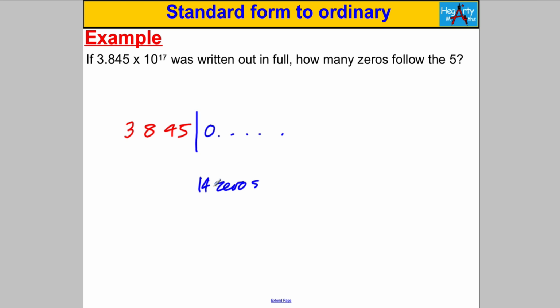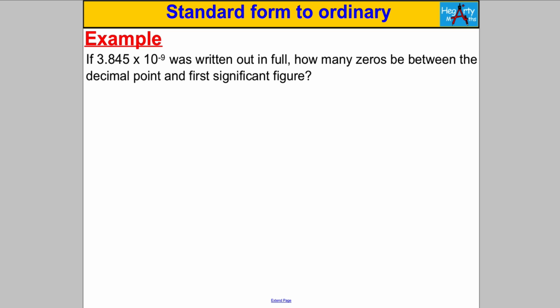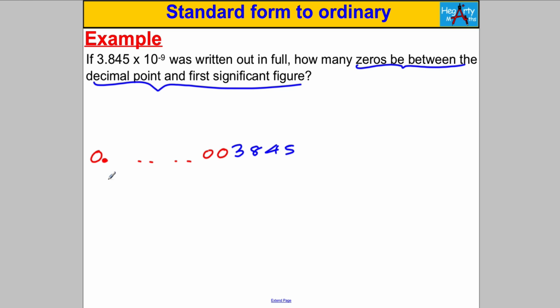A little challenge there for you. And the last one, just like that. Pause and have a go. If 3.845 times 10 to the -9 was written out, how many zeros would be between the decimal point and the first significant figure? We know if we were writing that out, we would write 3845, and we would have how many zeros before it? 9, wouldn't we? I'm not going to write them all out, but the first one would have a decimal point in it. Now it asked us how many zeros between the decimal and the first significant figure, which is 3, therefore the answer is 8 zeros.